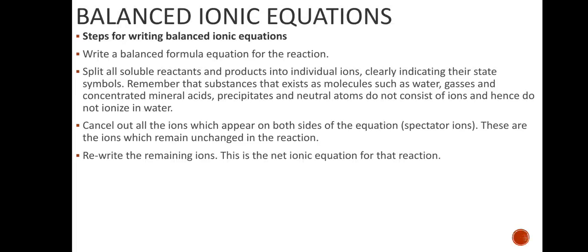The other step is to cancel out all the ions which appear on both sides of the equation, which are the spectator ions. These are the ions which remain unchanged at the end of the reaction, as we said before. Then you rewrite the remaining ions. Now this is the net ionic equation for that reaction.